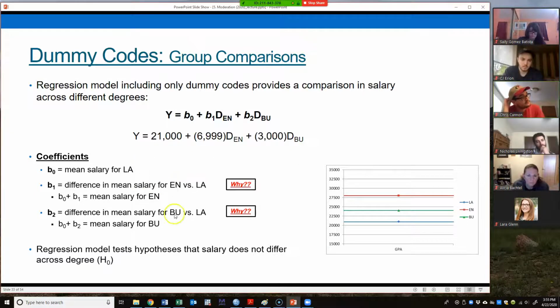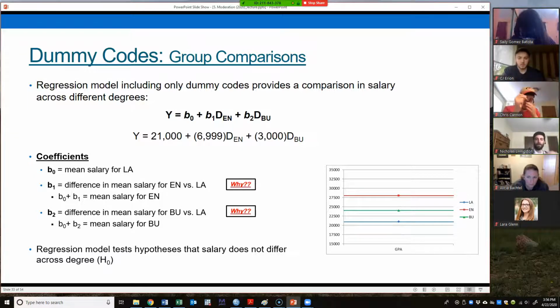And so my overall regression model is testing the hypothesis that salary does not differ across degree. Okay? Nick, what have I just essentially run here? You basically run a version of an ANOVA. Yep. Not a version of an ANOVA. I've run an ANOVA. This is an ANOVA model, right? With the proper coding, my ANOVA model.